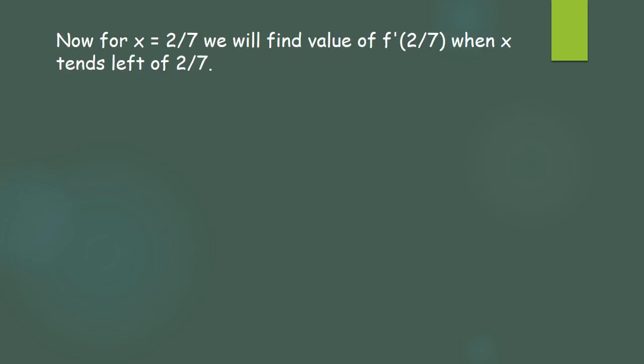Now first we will check for 2 by 7 and we will try to find out f dash of x when x is tending to 2 by 7 but left of 2 by 7. What is meant by left of 2 by 7? We know that x is tending to 2 by 7 minus. So that will indicate that 7x minus 2 is less than 0.